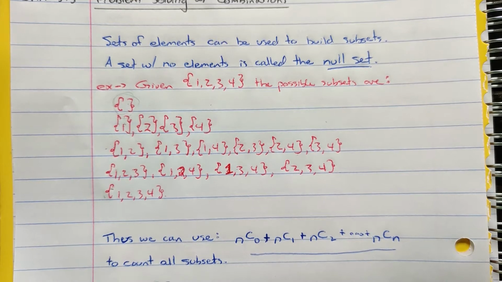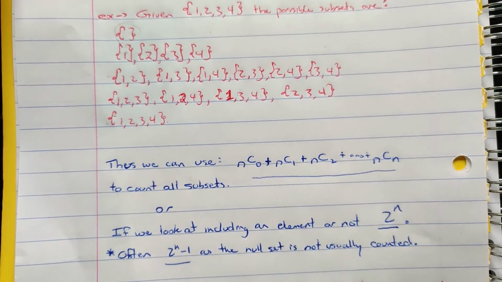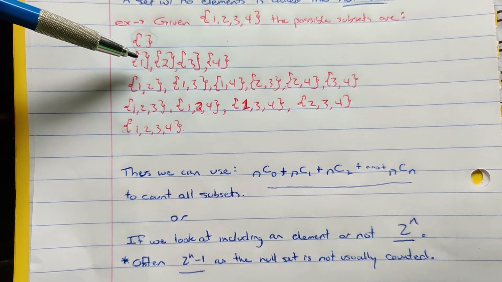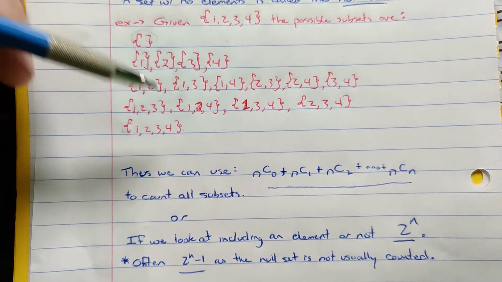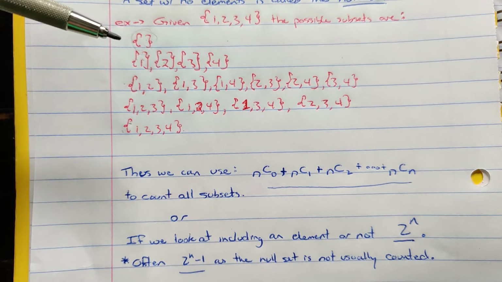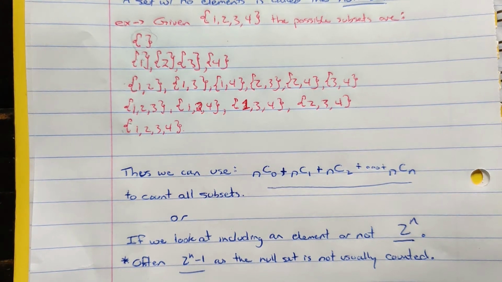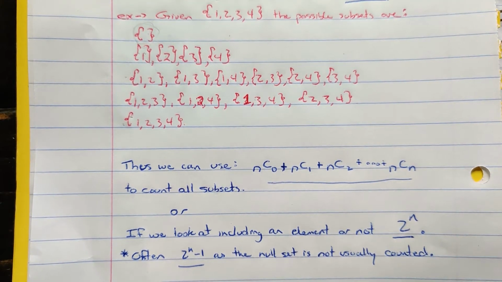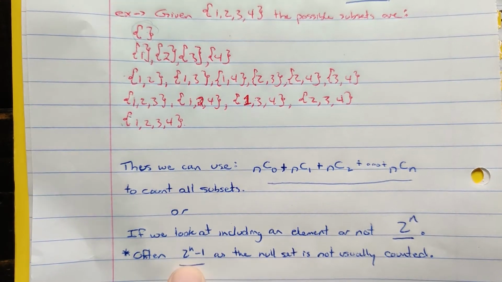Or another way we can look at this sometimes is to look if we are including an element or not. So are we including the 1, or are we not including the 1? Are we including the 2, or are we not including the 2? Are we including a 3, not including a 3? Are we including a 4, not including a 4? And so that way, if we look at including or not including elements, then we can calculate it by using, when they're binary options, we have it or don't have it, 2 to the power of n. Often, we don't include the null set, so we will do 2 to the power of n minus 1.